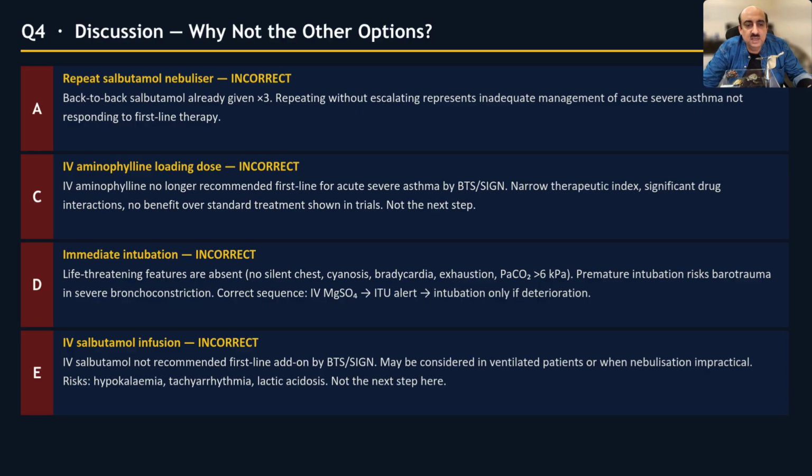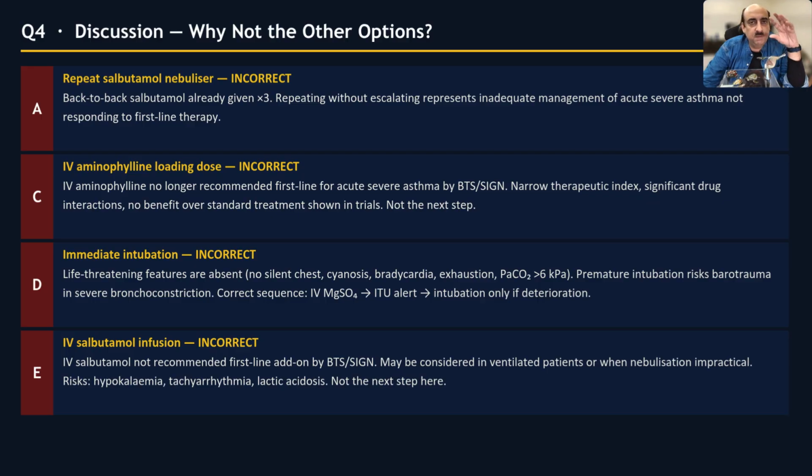Option C, intravenous aminophylline loading dose. It's incorrect because IV aminophylline is no longer considered a first-line therapy option in acute severe asthma by the British Thoracic Society and the SIGN guidelines. The reason is that it has a very narrow therapeutic index, severe and significant drug interactions, and is potentially arrhythmogenic, with cardiac arrhythmias a very strong possibility, and there is no clinical benefit compared to the standard treatment. So that's why it's not a first-line management option.